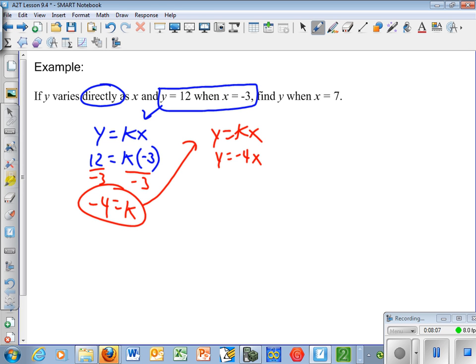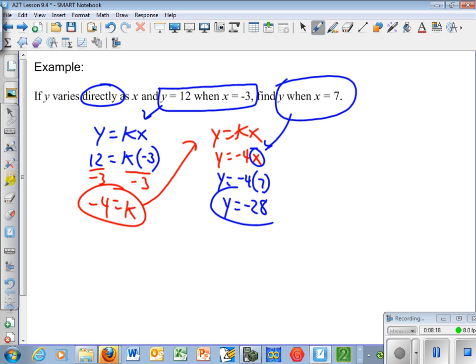And now I need to find y when x is 7. So I'm trying to find y when x is 7. So I'm going to put a 7 right there. So what does y equal? Negative 28. Now, with direct variation, there is another way you can do it.